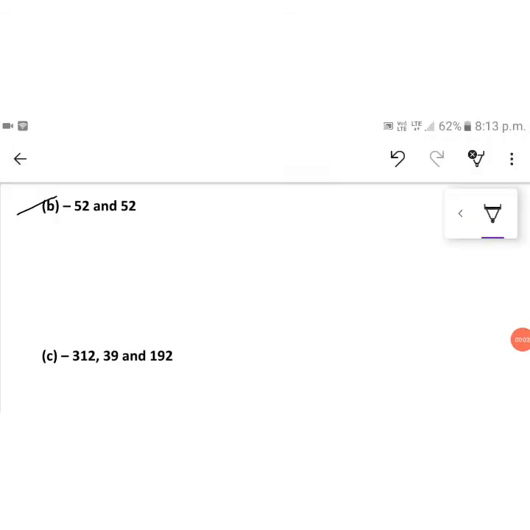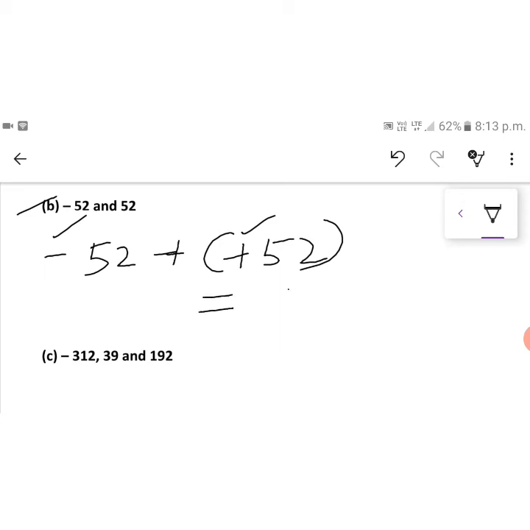B part. Minus 52 plus 52. Here also the two numbers have different signs. So subtract these two numbers. 52 minus 52 equal to 0.